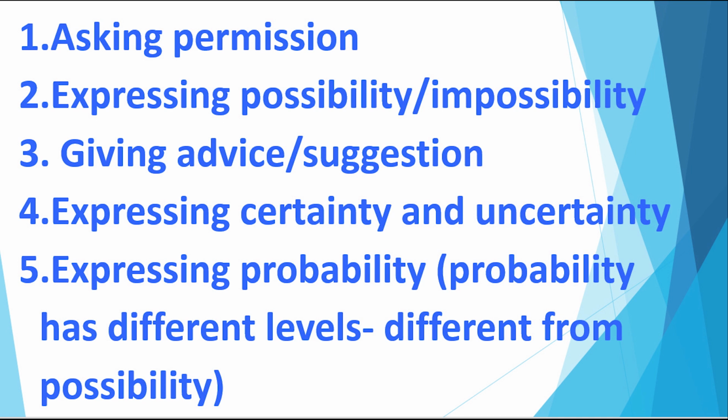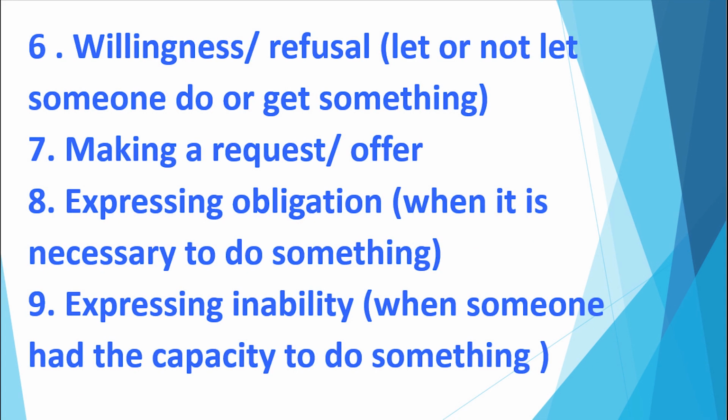expressing certainty and uncertainty, expressing probability. Probability has different levels. It is very different from possibility. We'll see it in detail later. Willingness or refusal, that is to let or not let someone do something. Making a request, offer. Expressing obligation, when it's necessary to do something.